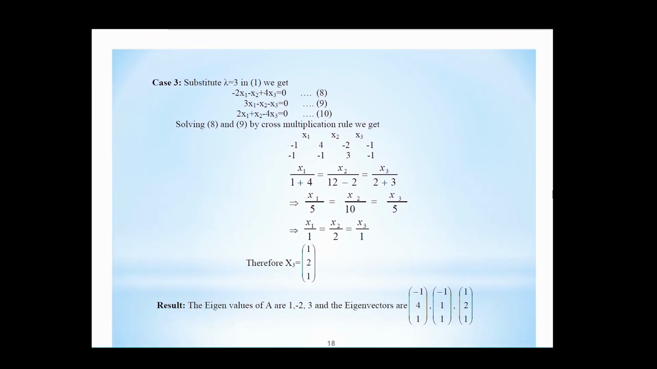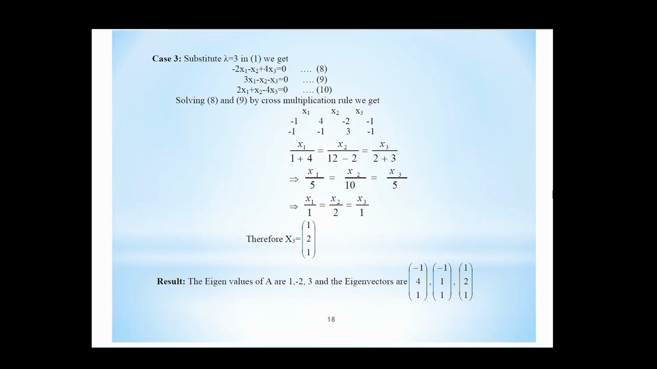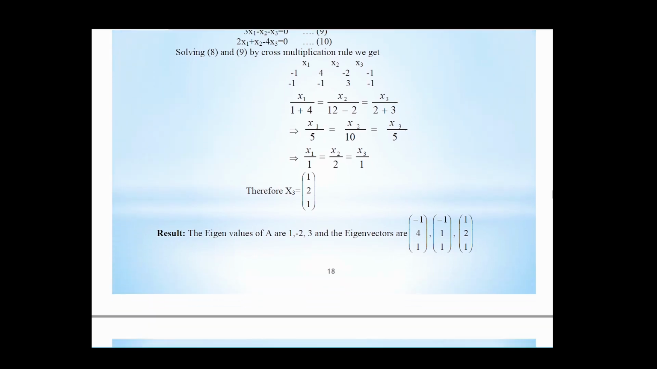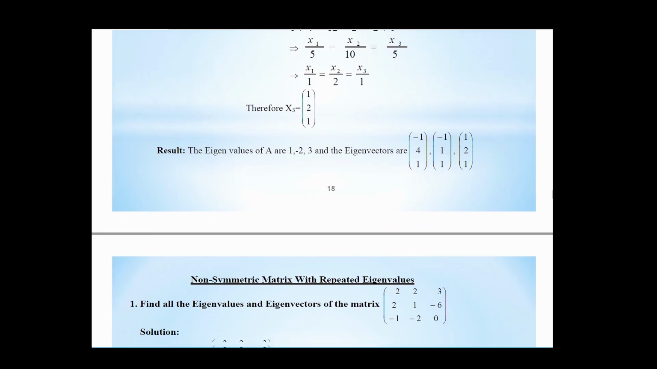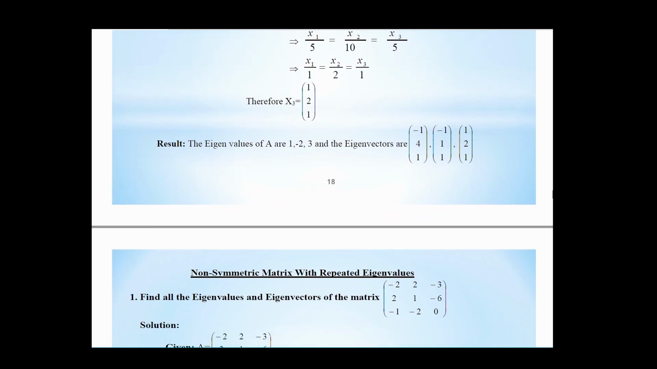Similarly, we substitute lambda equal to 3 in the corresponding system of equations. Again we frame the system of equations and solve them by the cross multiplication rule, and finally we get an eigenvector for the corresponding eigenvalue 3. Therefore the result is: the eigenvalues are 1, minus 2, 3 and the corresponding eigenvectors are, for 1, (minus 1, 4, 1), for minus 2, (minus 1, 1, 1), and for 3, (1, 2, 1).